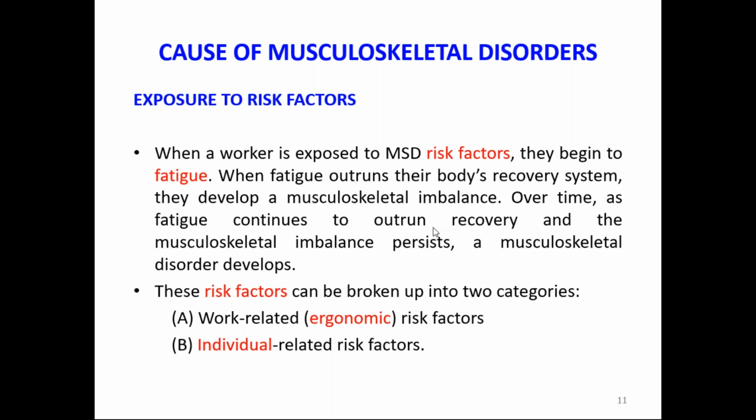Then these risk factors can be broken up into two categories. The first is work related, that is ergonomic risk factors. Work related means ergonomic. The second is individual related risk factors. Sometimes our individual activities are wrong, and that is why the risk may be there. That is called individual related risk. And if the working procedures are wrong, then it is called work related risk factors.